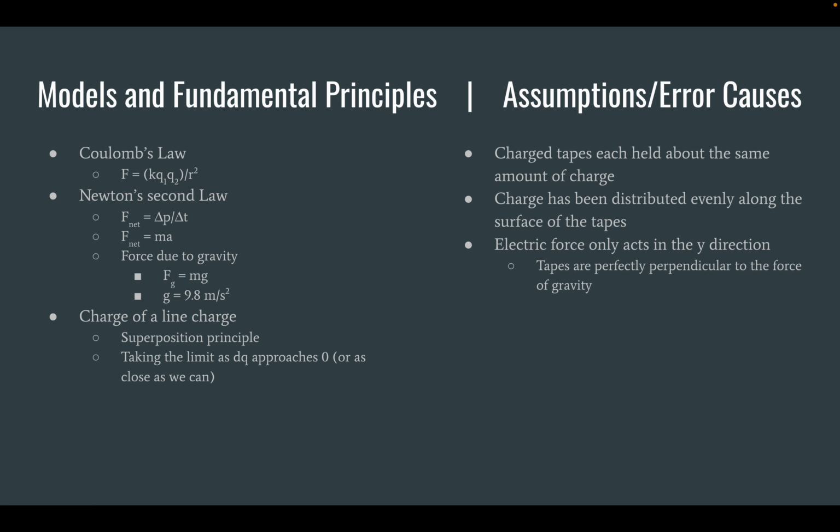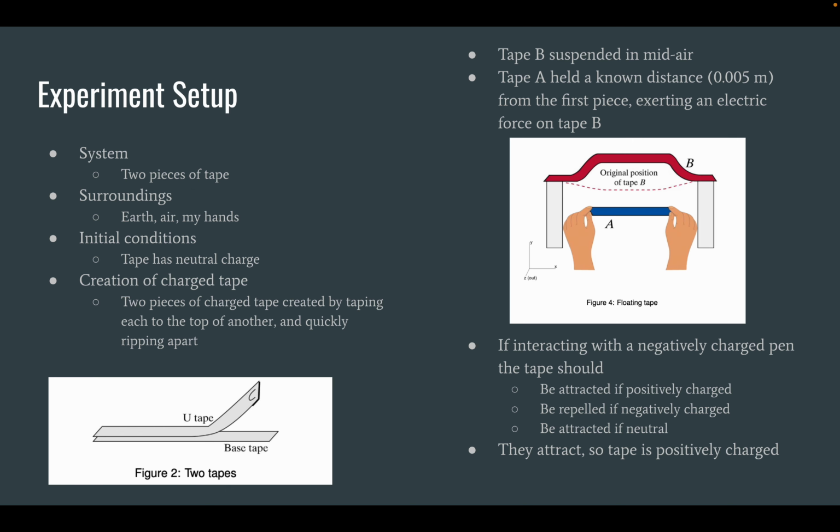And then we also had to assume that the electric force only acted in the y direction, which would mean that the tapes were perfectly perpendicular to the force of gravity, and also that is extremely unlikely, which probably caused error in the physical model. There were other causes of error, such as whenever my hands touch the tape, etc.